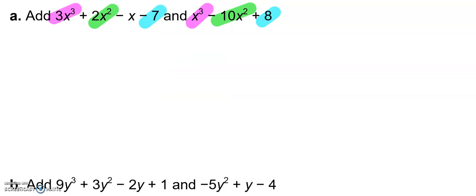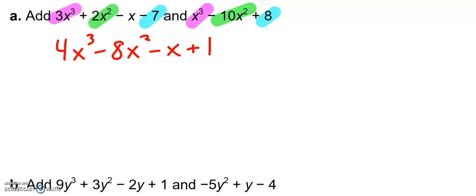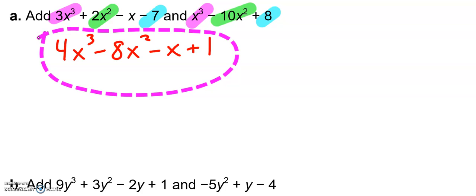So let's go ahead and add these together. 3x to the third plus 1x to the third is going to be 4x to the third. 2x squared plus negative 10x squared is minus 8x squared. Negative x plus nothing is still negative x. And negative 7 plus 8 is plus 1. So that is our polynomial. Again, notice that all I'm doing is just adding the coefficients. So 1 plus 3 gave me the 4. 2 plus negative 10 gave me the negative 8. This one stayed the same, and negative 7 plus 8 was 1.